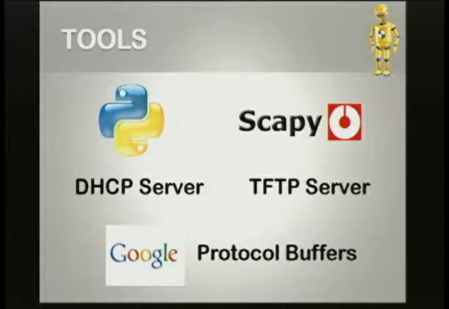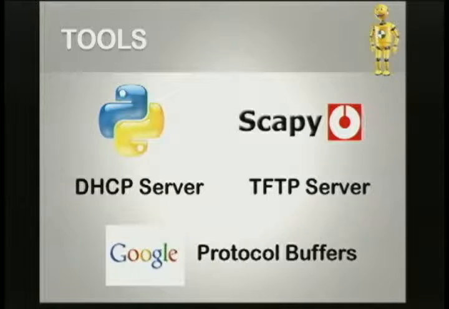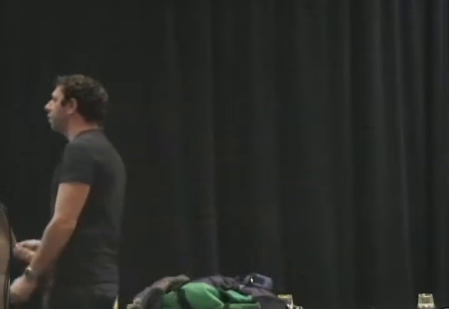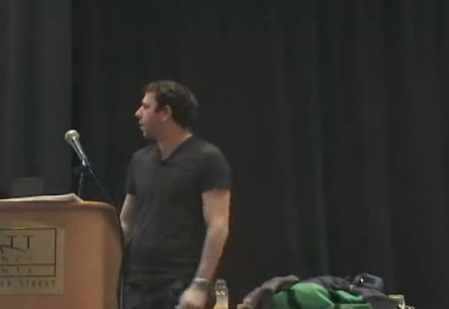So tools I use: Python, Scapy. I use DHCP and TFTP servers, the common DHCP and TFTP servers, and I implement Google Protocol Buffers, which allows creating protocols that can be consumed by different technologies like Java, C++, or Python. So you can craft your own clients in any technology you want. I did it in Python. The clients I showed you were in Python.